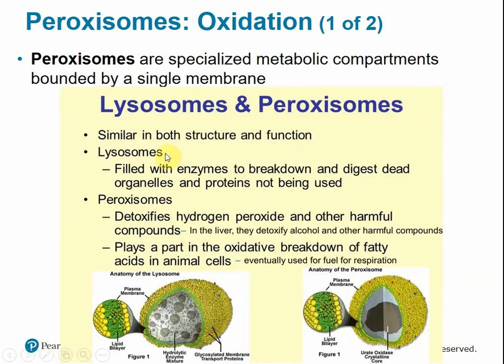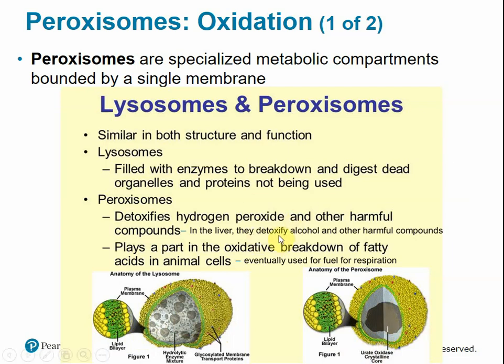We talked about lysosomes earlier being like the digestive stomachs, digestive organs of the cell. Well, peroxisomes are just a specialized type of metabolic organelle that's similar in structure to lysosomes. So we still have this vesicle, this membrane sac of enzymes. Whereas lysosomes are filled with digestive enzymes to break down substances, peroxisomes are filled with enzymes that help to detoxify hydrogen peroxide and other harmful compounds like alcohol in the liver.